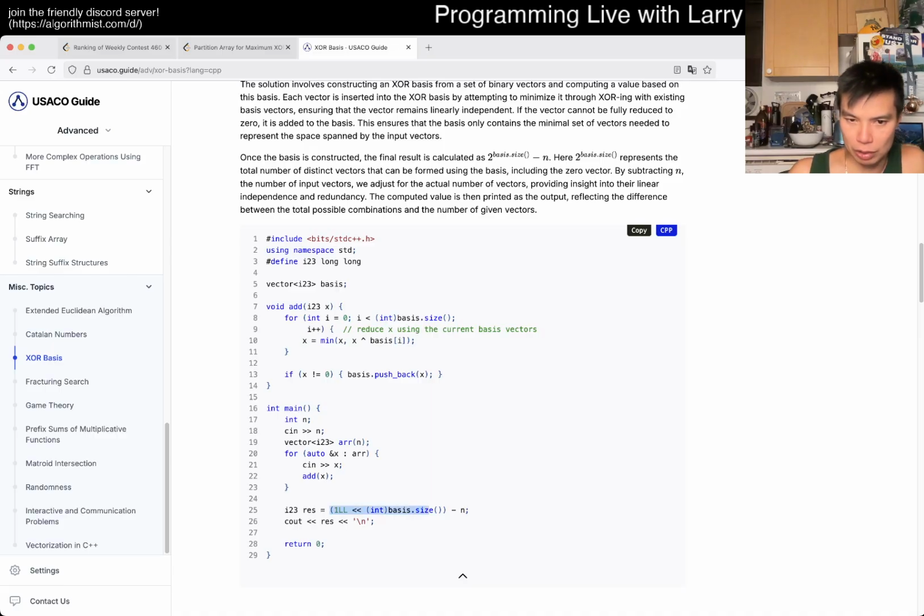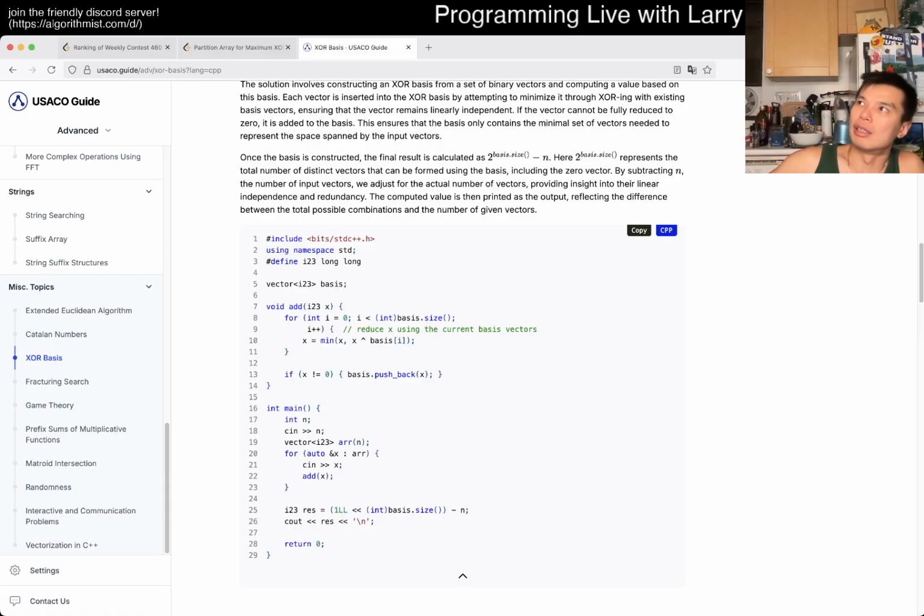Oh, this is 2 to this. Actually, maybe I misunderstood. 2 to the basis. Why? Well, n is the number that exists, and 2 to the n is just the number of codes. I don't know that I understand this. I mean, okay, because basically every dimension gives 1 more power of 2, which makes sense.